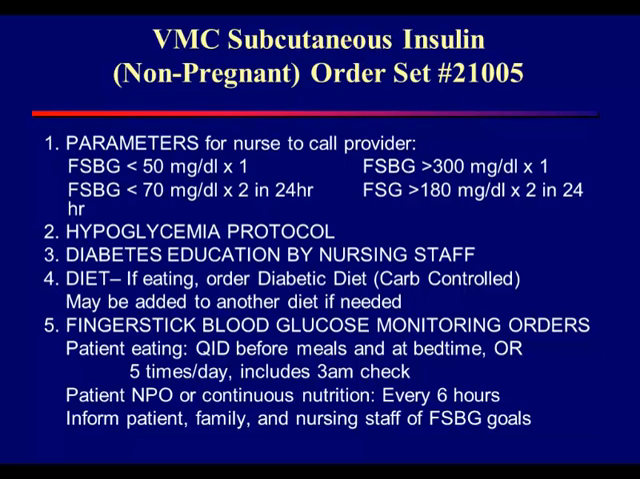This is order set number 21005. It gives parameters for when to call the nurse, the hypoglycemic protocol, education, and finger stick testing. Notice that for most of our patients who are eating and on insulin, getting 4 shots a day, we usually do a blood sugar with each meal, at bedtime, and at 3 o'clock in the morning. The 3 o'clock is mostly a safety check to make sure they're not hypoglycemic. If they're NPO, we're usually on continuous tube feed or TPN, and we do finger sticks every 6 hours instead.